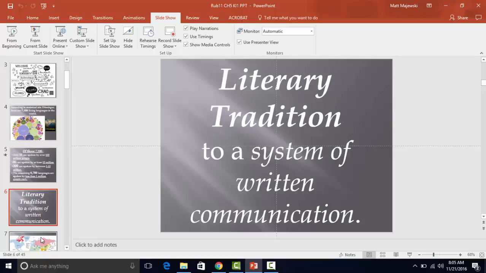Hand in hand with a language is its literary tradition. That's a written system of communication. So obviously languages are spoken. However, if there is a literary tradition, and there's not always, all right, then there is a written system of communication as well. In the English language, that's the alphabet.